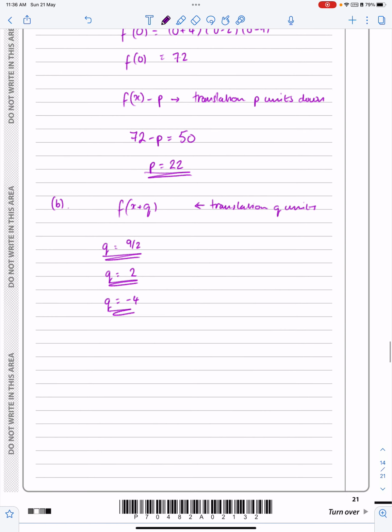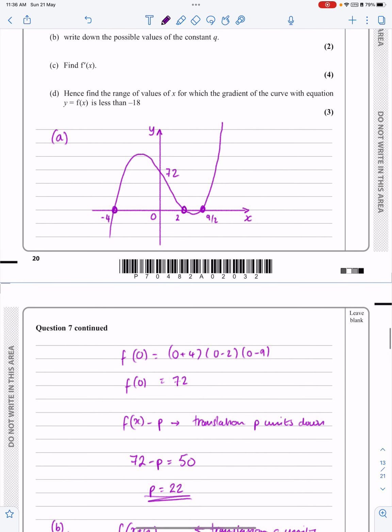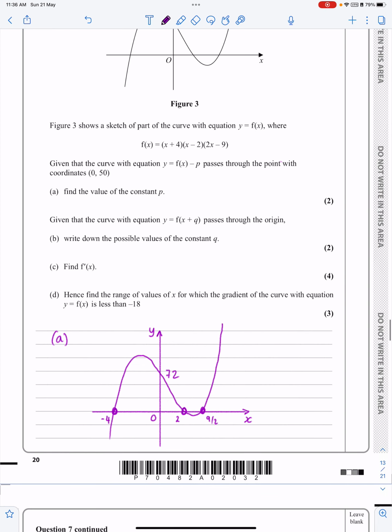It's difficult to show the examiner what we're doing here. I think I just leave it as what I've got there. There's not a lot of method marks in these, but obviously it's easier for me to show you on the iPad what we're doing. Part C says find f dash x.